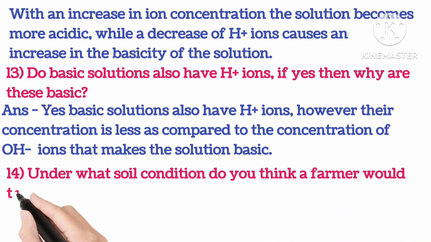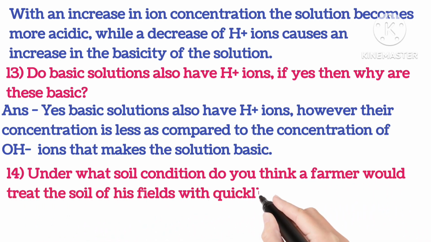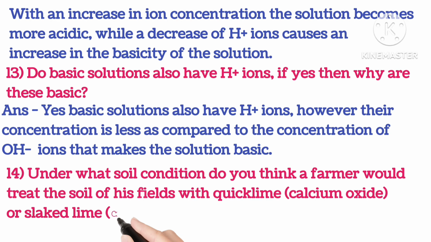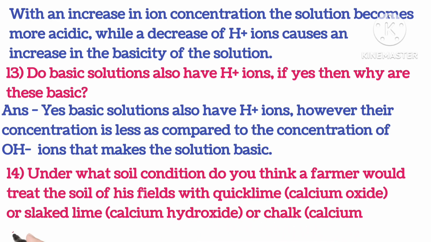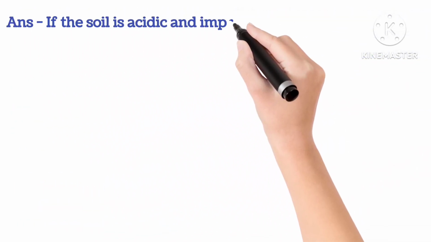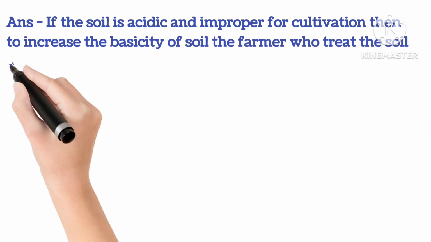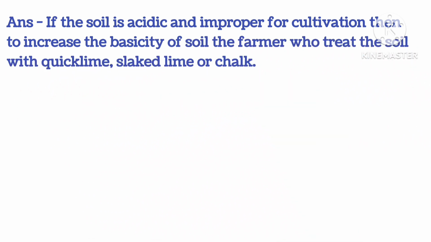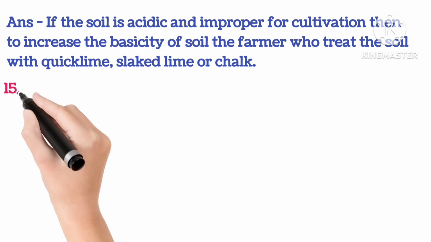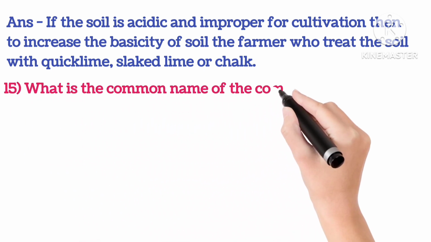14th, under what soil condition do you think a farmer would treat the soil of his field with quicklime calcium oxide, slaked lime calcium hydroxide, or chalk calcium carbonate? If the soil is acidic and improper for cultivation, then to increase the basicity of the soil, the farmer would treat the soil with quicklime, slaked lime, or chalk.